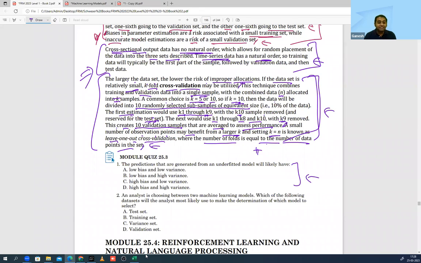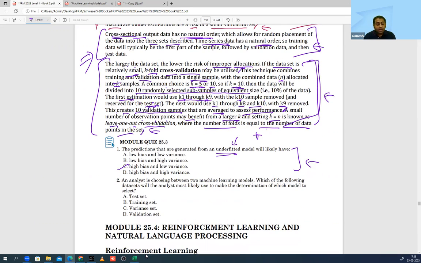We will test. This is the testing. Okay, everybody online please, the predictions that are generated from an underfitted model: if it is an underfitted model, what will happen? High bias, low variance. Option C, right? High bias, low variance. You can go and look at that diagram, right?